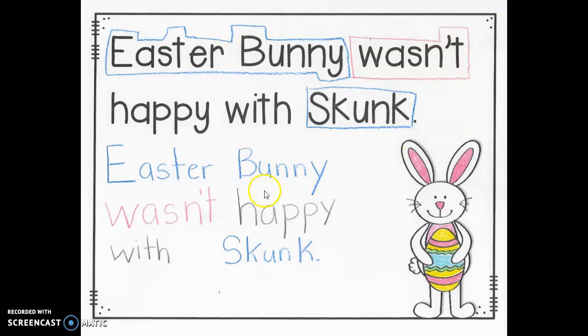And now what you're going to do is write the sentence. So Easter Bunny, since it's a noun, I wrote with blue. Red is for the verb, wasn't. I use black for the words that we're not worried about right now. So happy with, and then skunk is another noun, so it needs to be blue. I'd like you to do this exact same thing on your paper, and when you're done writing the sentence, you can color the Easter Bunny.